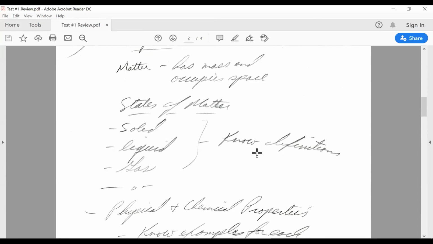shape, definite volume. A liquid has definite volume, indefinite shape, and a gas has indefinite volume, indefinite shape. Let me repeat that again because it's important. A solid has definite volume, definite shape. A liquid has definite volume but indefinite shape, and a gas has indefinite volume, indefinite shape.